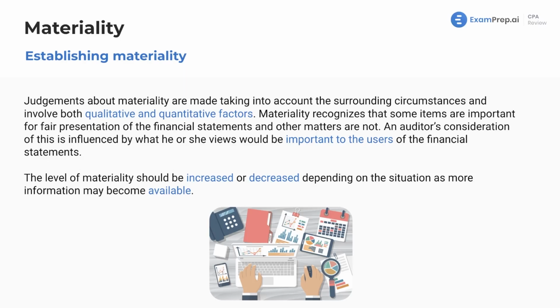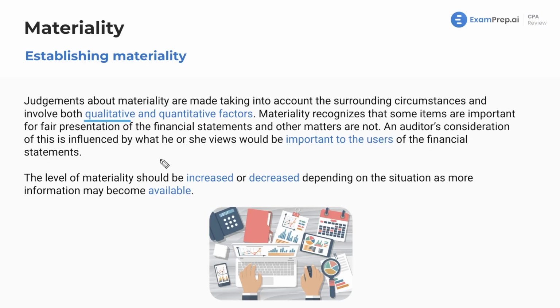Establishing that materiality. Judgments about materiality are made taking into account the surrounding circumstances and involve both qualitative and quantitative factors. As we saw prior, we have things such as qualitative factors like our competitive industry, you've got economic factors, quantitative factors, what do the numbers look like? Materiality recognizes that some items are important for fair presentation of the financial statements and other matters are not. As we mentioned before, we want to take into account what the users of the financial statements want. What do they want? They want to make solid financial investing decisions. They want to know how well the company's doing. They want to know that these reports they're getting are accurate.